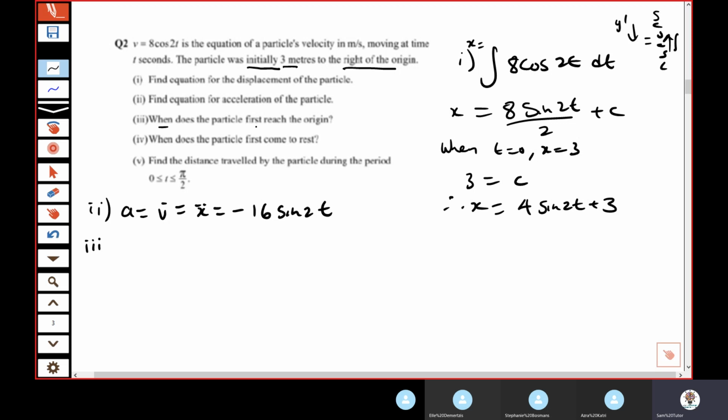When does the particle first reach the origin? What do you know? You know that means find time. Find time, right? And what do you know? If it's at the origin, therefore x equals 0. You all right with that, Alex? Yeah, origin, so x equals 0.